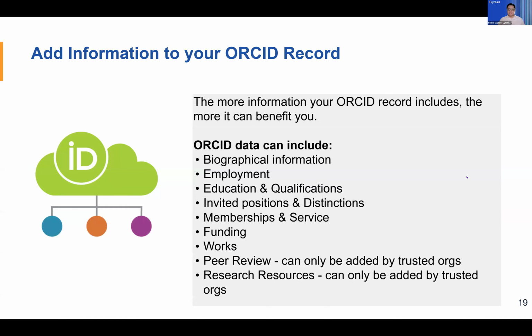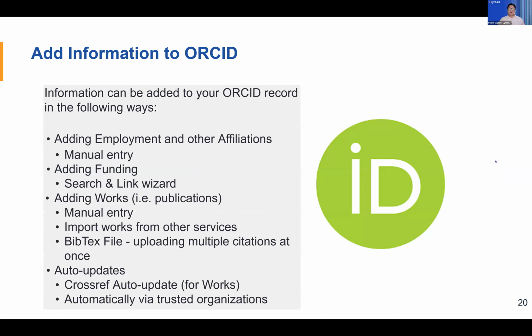So again, these are some of the sections of your ORCID record. You have the biographical information, the affiliations, and this includes your employment and education. You also have a funding section, the work section, as well as peer review and research resources. The first thing we'll take a look at is the different ways that you could add information to your ORCID record. You can always do a manual entry, but you could also do a search and link wizard, or you could do an auto update from, say, an organization that you have connected your ORCID ID with. We'll walk through some of these sections as well, so you can see how all of these ways to add information to your ORCID record work.